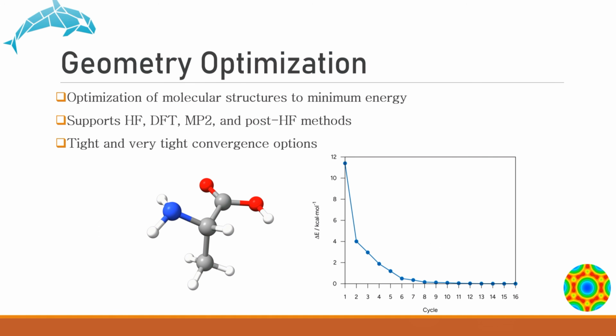First we can do geometry optimization, that is, optimizing the molecular structure to minimum energy. This software supports HF, DFT and MP2 post-HF methods, and tight and very tight convergence options are also available. In a later video I will tell you how to make the input file for geometry optimization with different kinds of functionals.